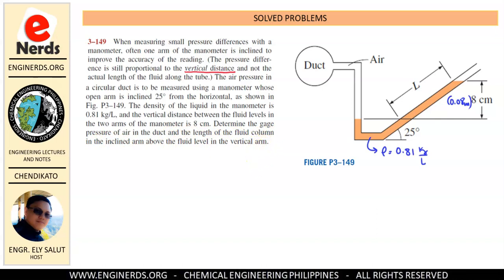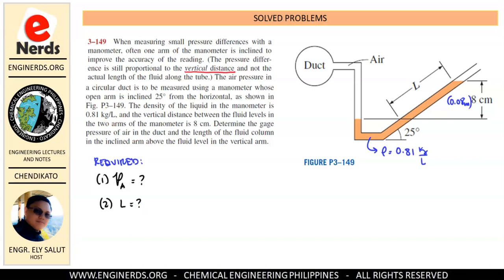So meron tayong hinahanap na dalawang items. Let us write our required here. So required. First we need to find the gauge pressure of air in the duct. We need to find that pressure in here. And then we need to find the length of the fluid column in the inclined arm above the fluid level in the vertical arm. So we need to find the value of L. Yan ang hinahanap sa atin dito.